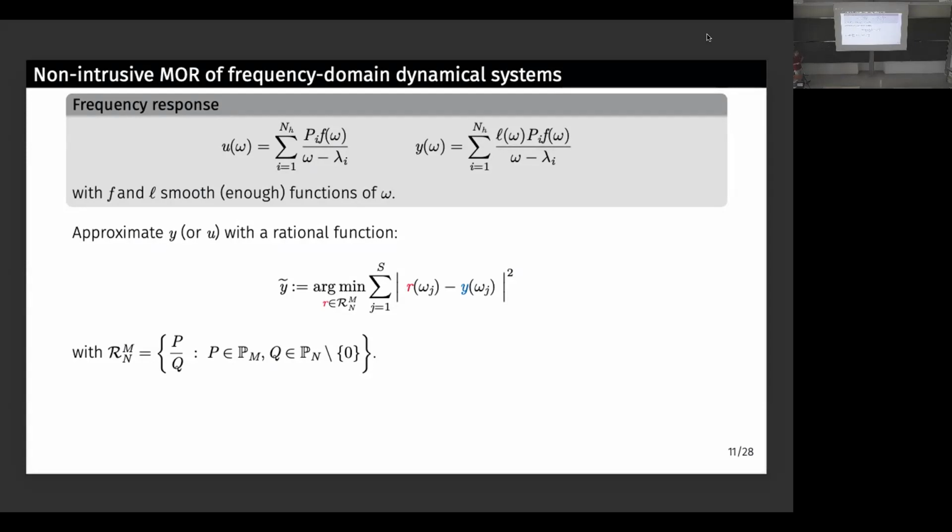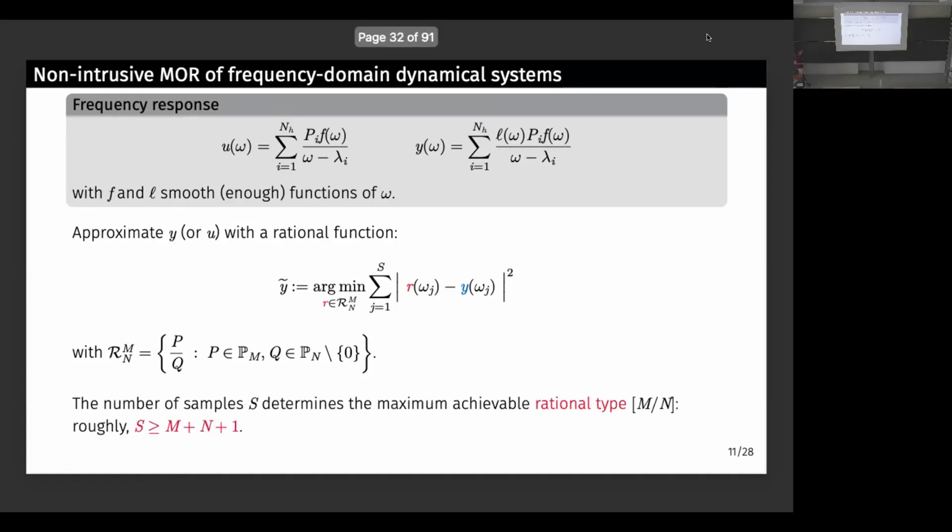We've seen already in Francesca's talk that essentially the degrees m and n that we can achieve with our approximation are somehow limited by the number of samples that we have. And this is like a preliminary observation. In a ballpark way, we need to have at least as many samples as the sum of the 2 degrees plus 1. Okay, and this is going to be important later on.